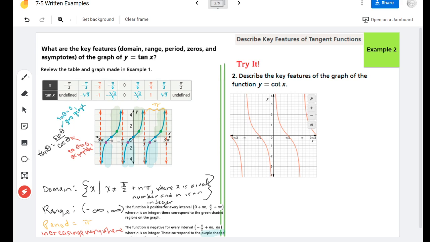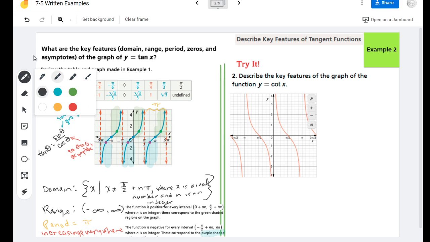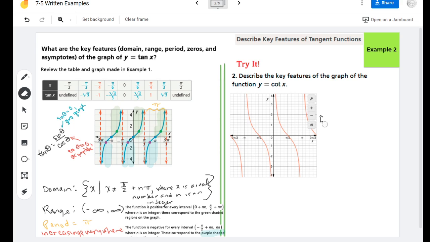Alrighty. So, let's talk about the cotangent. The cotangent is a lot like the tangent. It's just flipped backwards, right? So, in terms of our domain, actually, I'm just going to cut and paste from the book again and just describe it a little bit because I think it's easier to read than my handwriting.